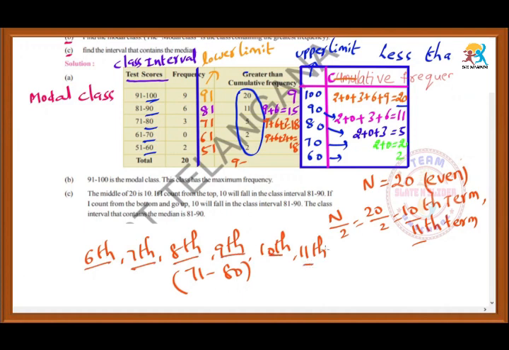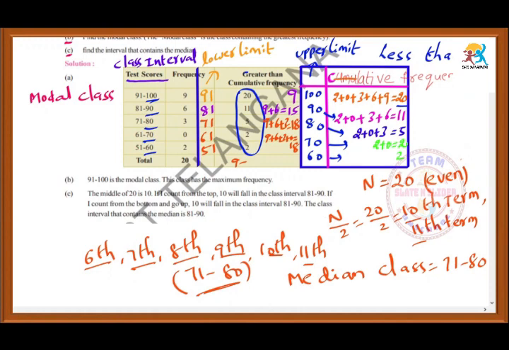That's why the median class will be the 10th term and 11th term. 10th and 11th are in 71 to 80. So the median class is equal to 71 to 80. Like this we have to find.